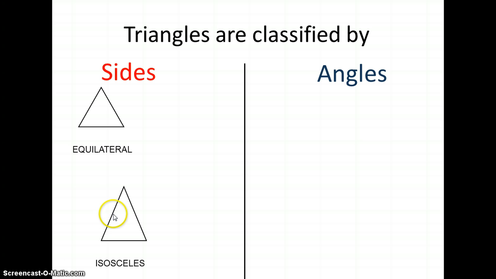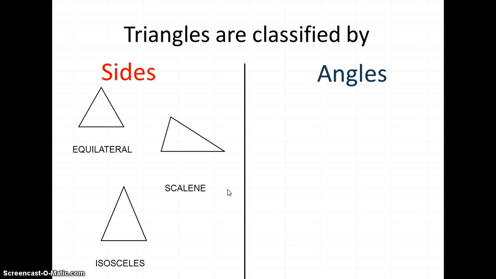And in this case, this side and this side are equal to each other, or congruent, but this third side is shorter. So it's an isosceles triangle. And the third way we classify triangles by their sides is a scalene triangle, which means all three sides have a different length.